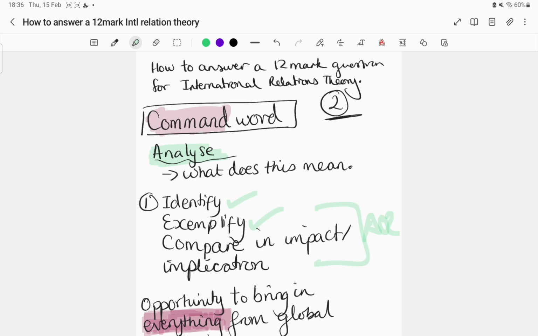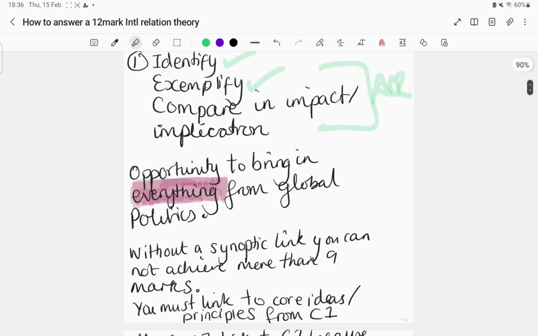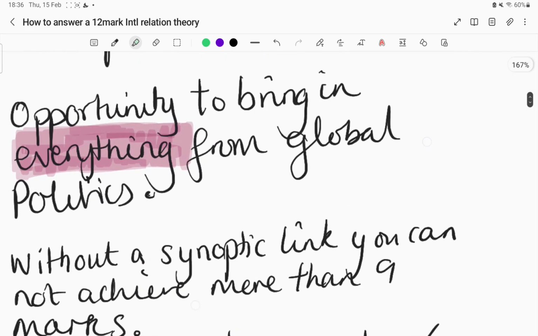Now, once again, this is a 12-mark question, so you do not need to have an introduction. The good thing about this question is you have an opportunity to bring in everything from global politics. So you could relate it to the state and globalization and internal, external sovereignty. You can relate it to global governance, political, economic, human rights, environmental.